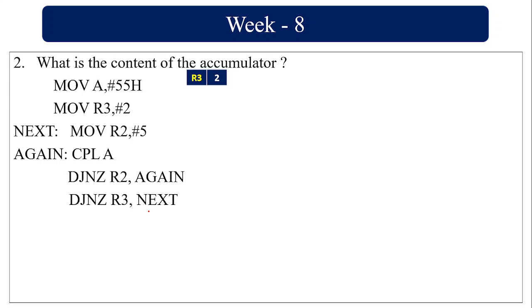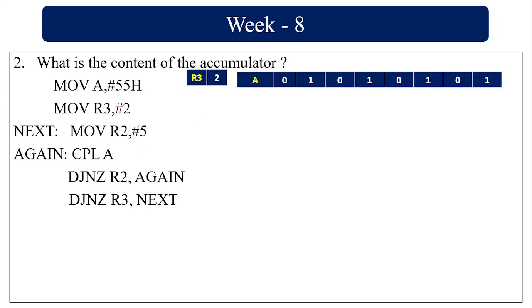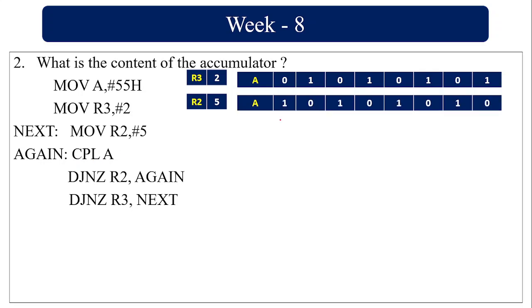So how this program works, we'll see here. R3 content is going to be 2, then the accumulator is 55, that is 0101 0101, which is 5 and 5. And here your R2 value is going to be 5, so move R2 comma 5. First you have to complement your accumulator. So the complement is 0 becomes 1, 1 becomes 0. So I have complemented the accumulator content.